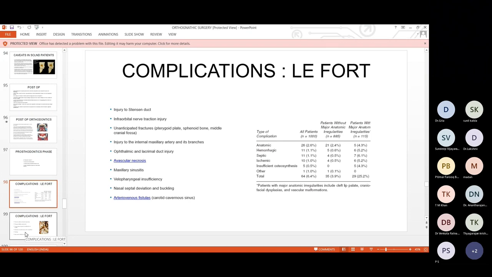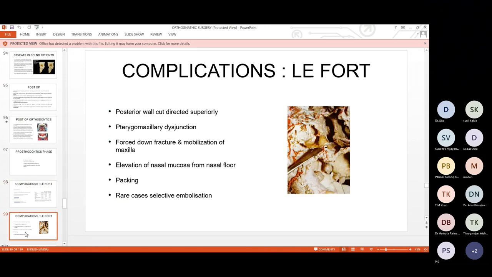Complications, these are some of the complications which are nominated, and fortunately, if carefully analyzed and carefully done, the complication rates are very, very low, by God's grace. So posterior wall, if it is cut superiorly at the pterygomaxillary disjunction, you can have a bleed from the maxillary artery. You have to do the packing, and very rarely you have to do a selective embolization.